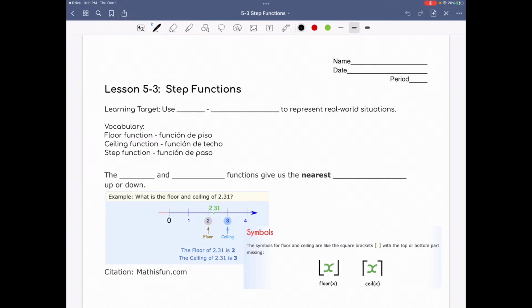Hello, algebra students. This is lesson 5-3, step functions. Our learning target today is to use step functions to represent real-world situations.